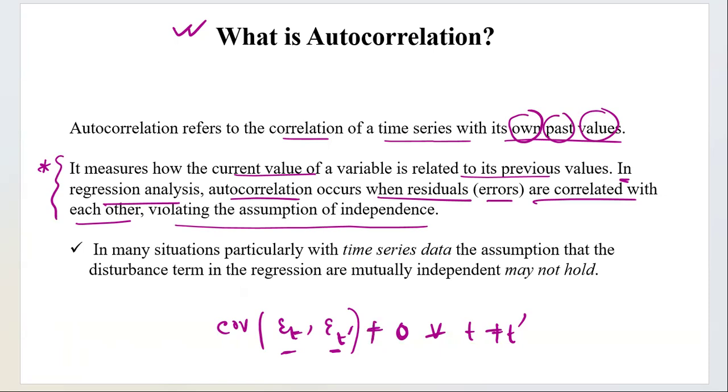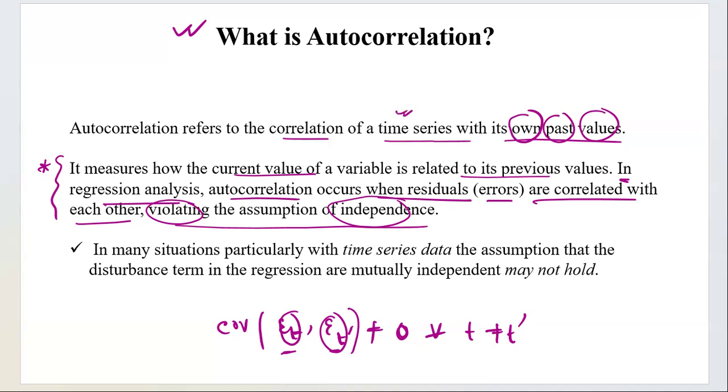So in autocorrelation, what happens is that, in case of regression, you look not at any explanatory variable, but at the error that you have in your model. If the errors are related with each other, if they are dependent on each other, then this means that we are violating the assumption of independence, and autocorrelation is present in our particular model, right?